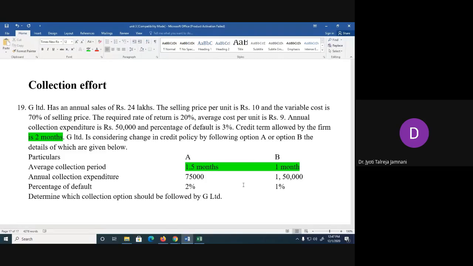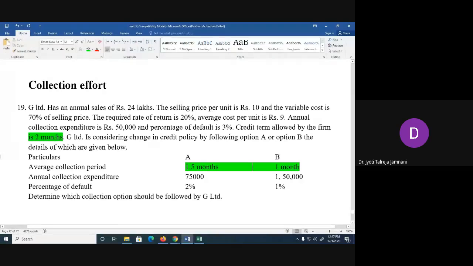They're saying earlier we used to give you 2 months to pay the money. Now you pay in 1.5 months or you pay in 1 month. So they are not liberalizing their credit policies. They are not becoming lenient, but they are becoming strict, and they want to collect the money early. So because of this, their collection efforts are increasing.